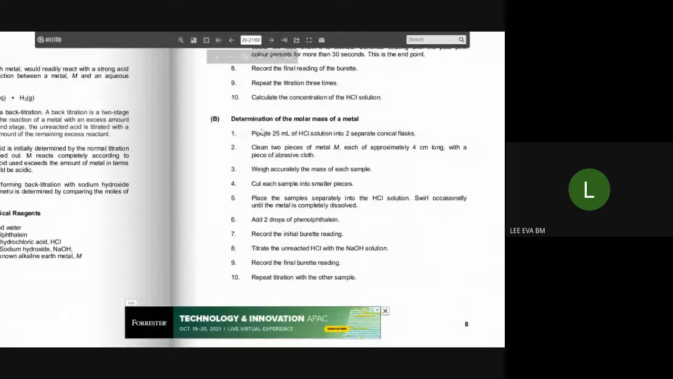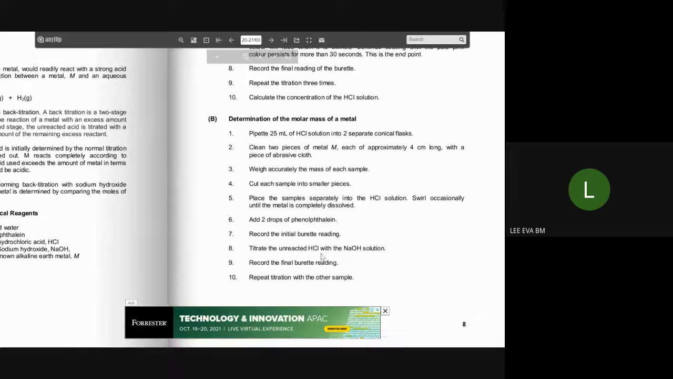Okay, you can see some difference over here. We are not straight away filling the burette, but we want to react the HCl with your metal first. So we have 2 conical flasks to make sure you get the average reading. Remember, the more sample you use, you will get a more accurate result. Increasing the accuracy by repeating a few times of your experiment set.